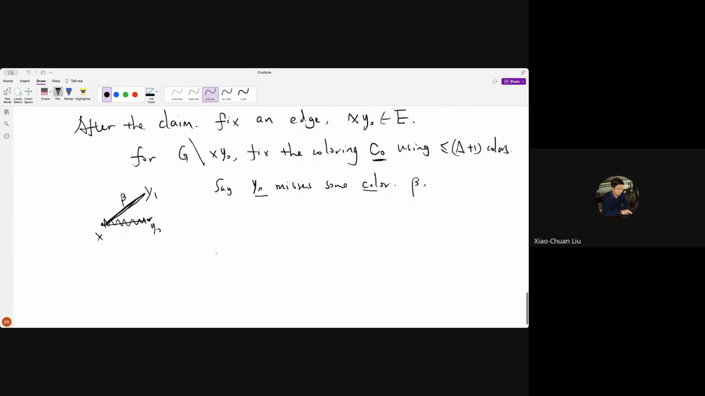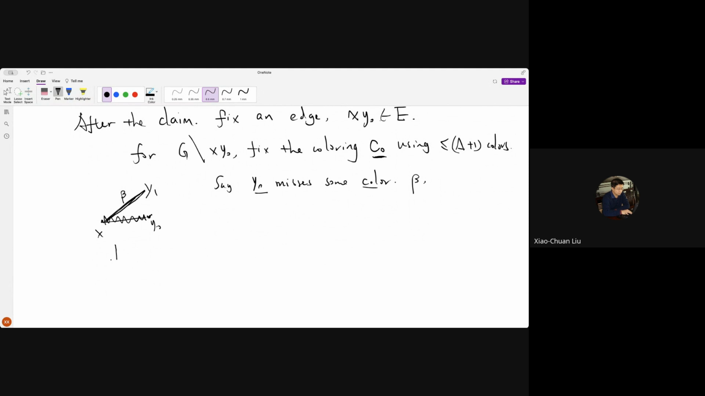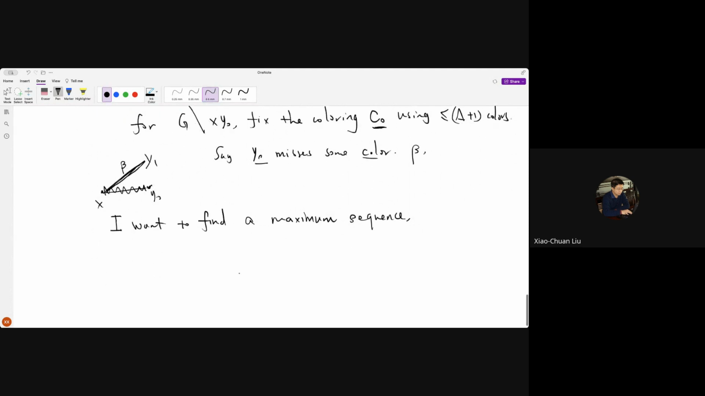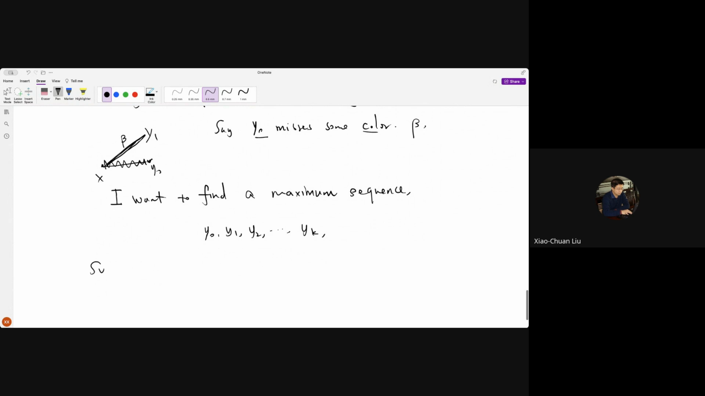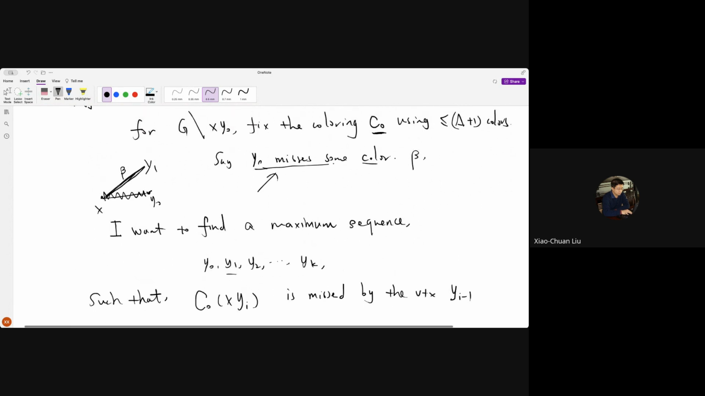So in fact, I would like to find a maximum sequence which I call y0, y1, y2 until yk, such that C0 of x, yi for each one, this color is missed by the vertex yi minus 1. So you see, I do it for the first step.